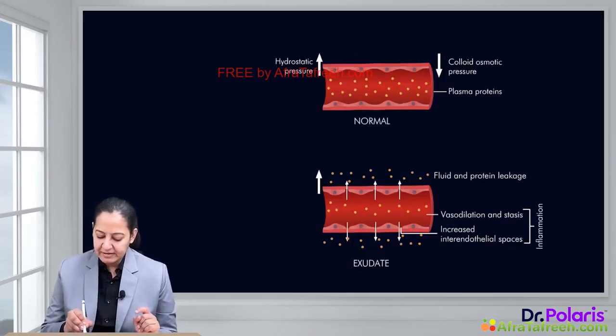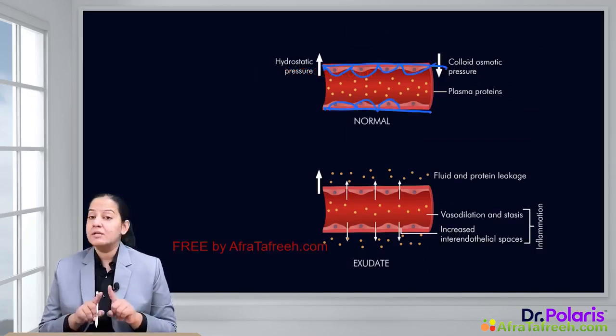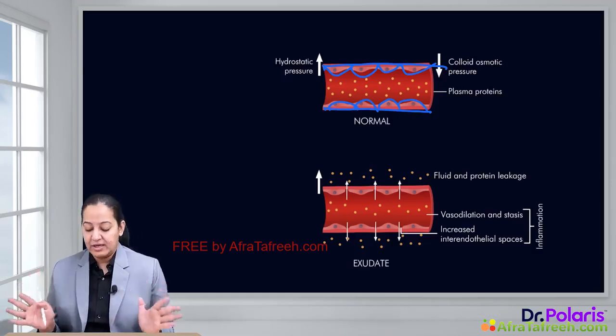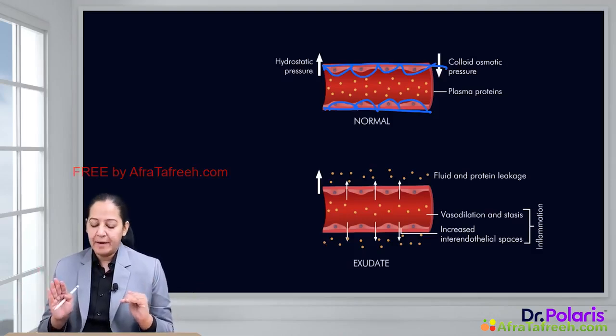You can see a blood vessel in the first diagram. Please concentrate on the endothelial cell lining. The endothelial cells are continuous with each other. There is no gap between the endothelial cells. There is no gap in the first diagram. So the fluid and the protein is not coming out.